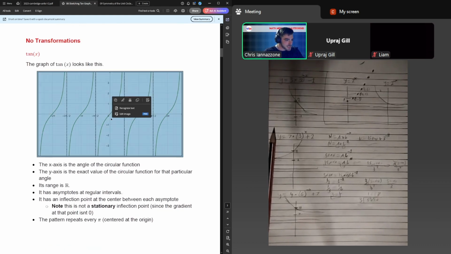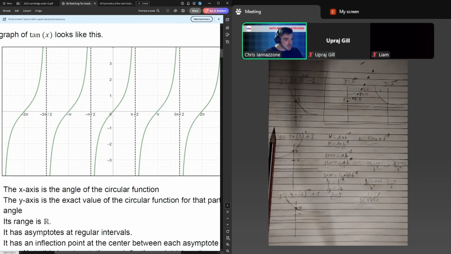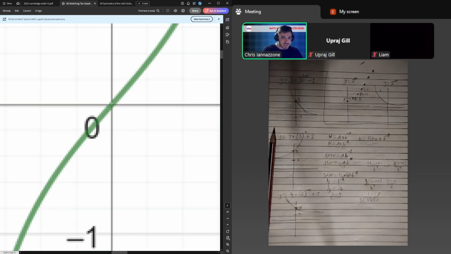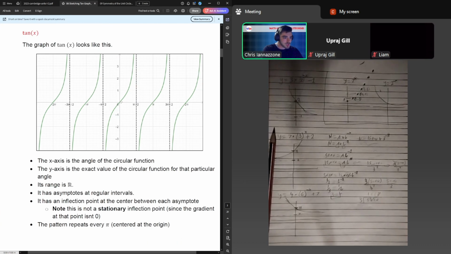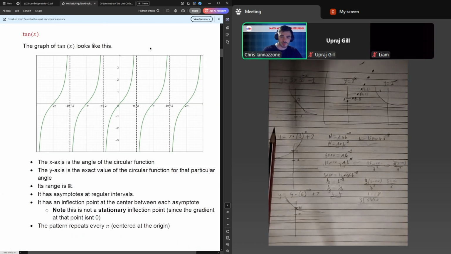You'll also note that it has an inflection point at the center of all of the asymptotes. So dead center always is going to be the inflection point. Worth pointing out for anyone who's done calculus, that is not a stationary point of inflection. The gradient there is not 0. This is a more conventional point of inflection, which literally just means where the graph wobbles. So if you were to do derivative equals 0, for those who are familiar with derivative, you're not going to actually find that spot.